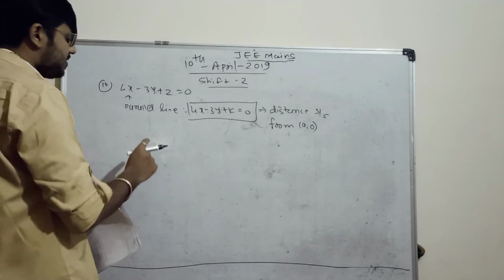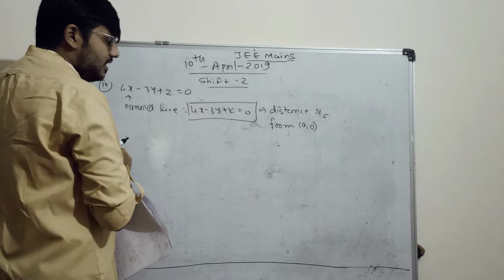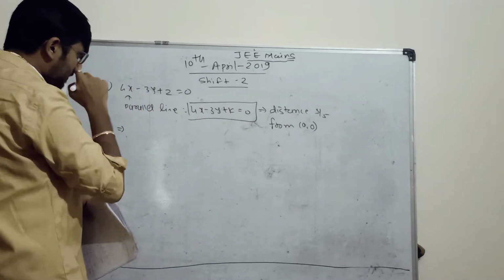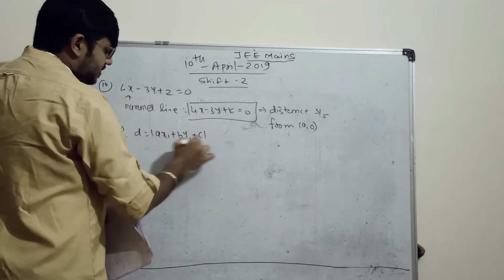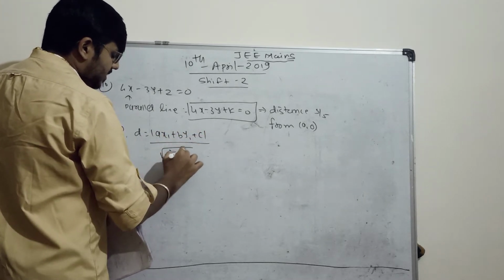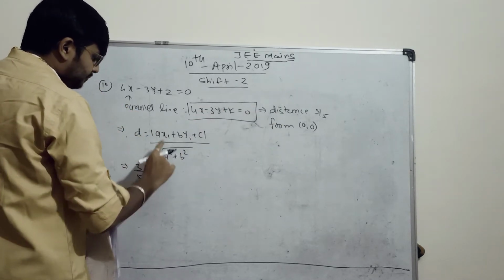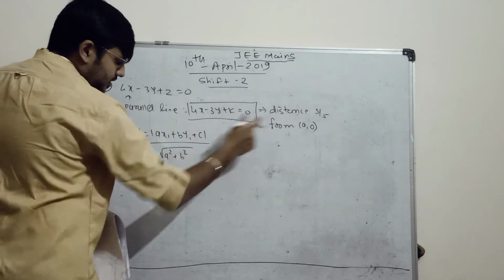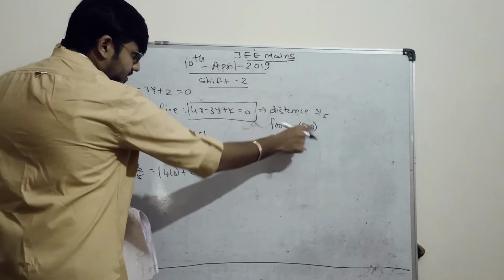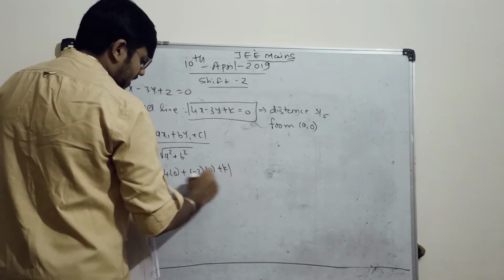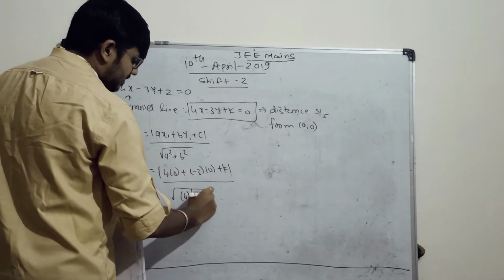So the first condition, I just find out the line parallel to the given line, which is 4x minus 3y plus k equals 0. Let's go with the distance formula. We know that the distance between a point and a line can be written as ax1 plus by1 plus c by root of a square plus b square. According to this, the distance is given as 3 by 5, a that is 4 into x1 which is 0, plus b that is minus 3, y1 which is 0, plus k upon root of a square plus b square, that is 4 square plus 3 square.